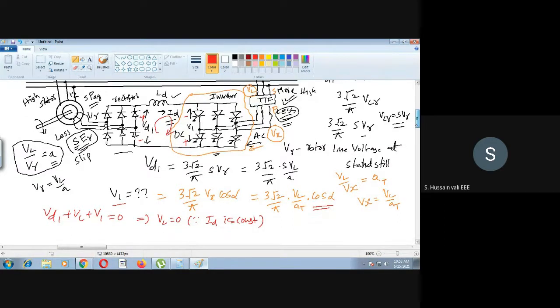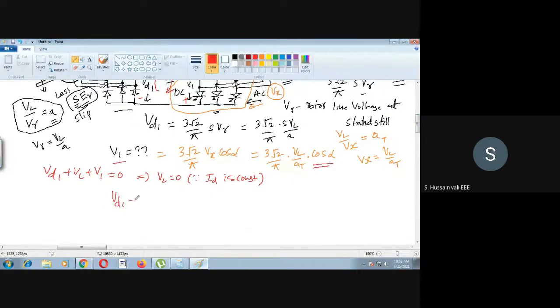Okay. So then what is left now? VD1 plus V1 is equal to 0. So we got this equation. From this we will substitute that 3 root 2 by pi VL by A into S, plus 3 root 2 by pi VL by AT into cos alpha is equal to 0.